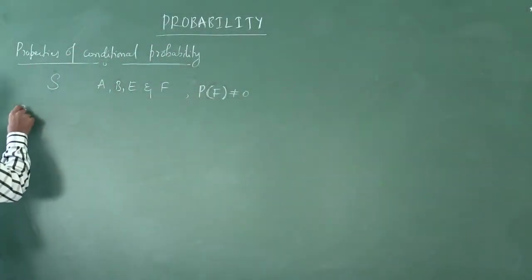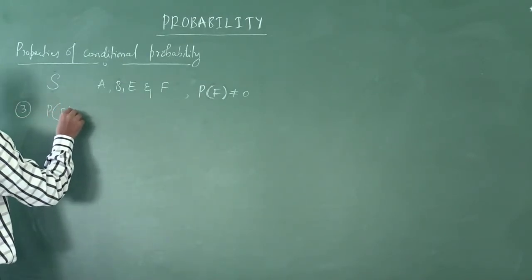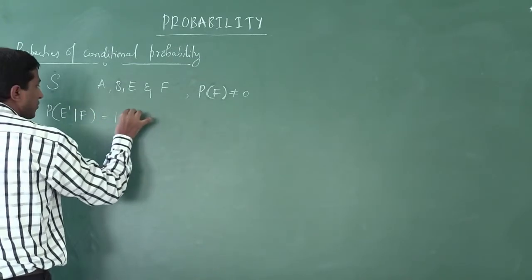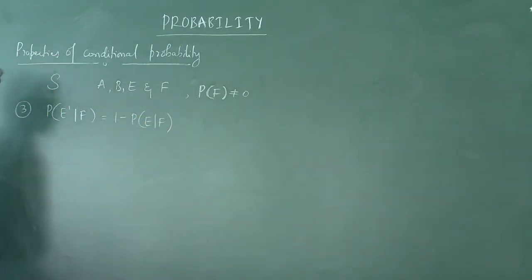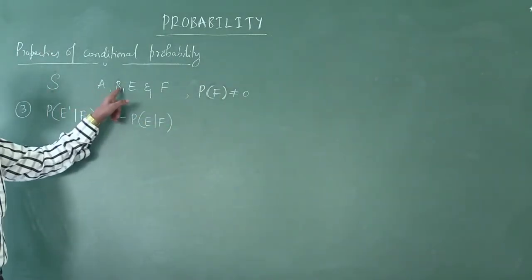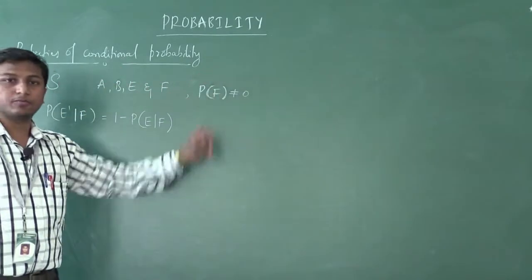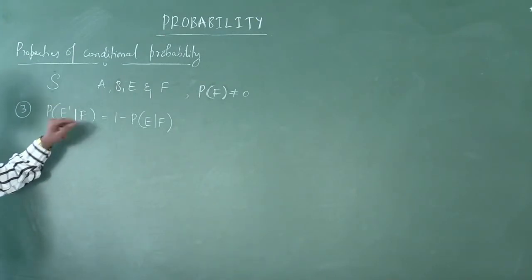This is the third property. Okay, this states that P of E dash bar F is equal to 1 minus P of E bar F. Okay, so E and F are events of sample space S and P of F is not equal to 0. Then P of E dash bar F.